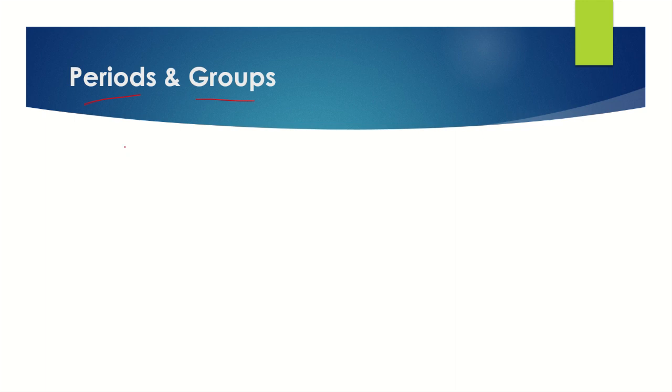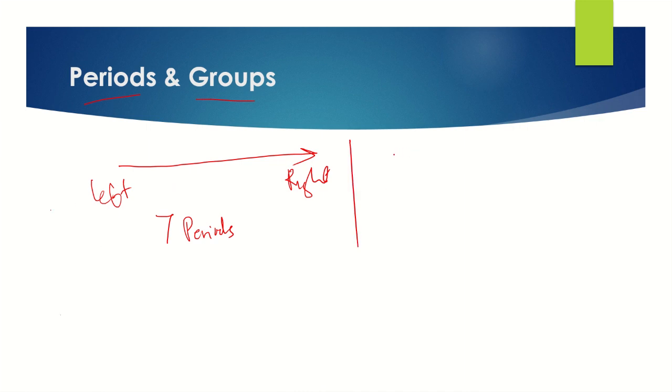Periods are the horizontal rows in a periodic table. The rows that run from left to right are what we call periods in the periodic table, and there are 7 periods. And groups are the vertical columns found in the periodic table that run from top to bottom, and there are 18 groups.